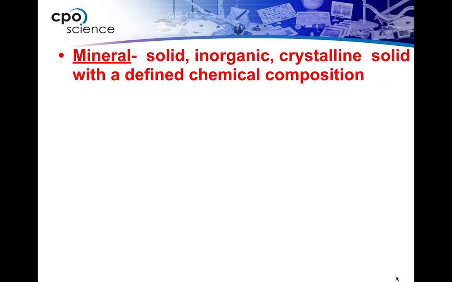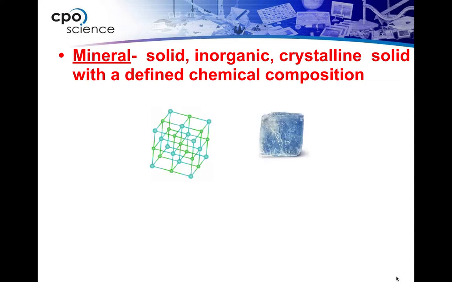Difference between rocks and minerals. Minerals, if you look at the definition here, are solid, inorganic, crystalline solids with a definite chemical composition. So if something checks every one of these boxes, it's a mineral. It's got to be solid, inorganic, crystalline, and have a definite chemical composition. If it's all of those things, it is what we call a mineral in geology.